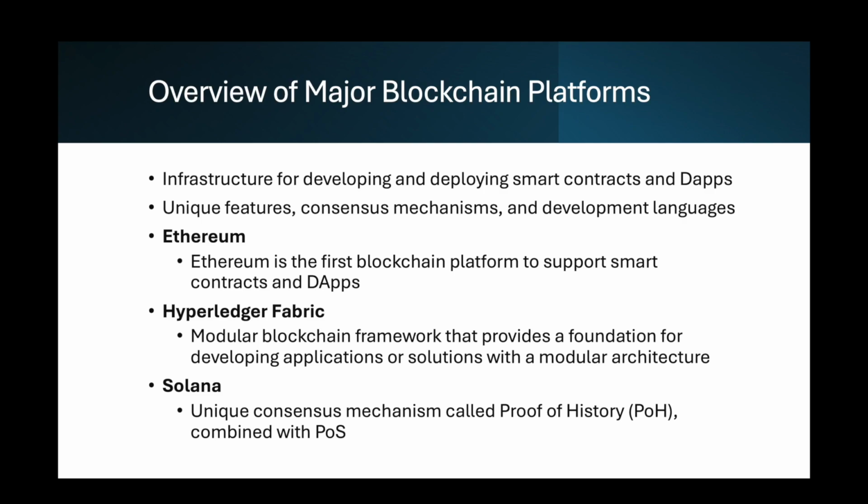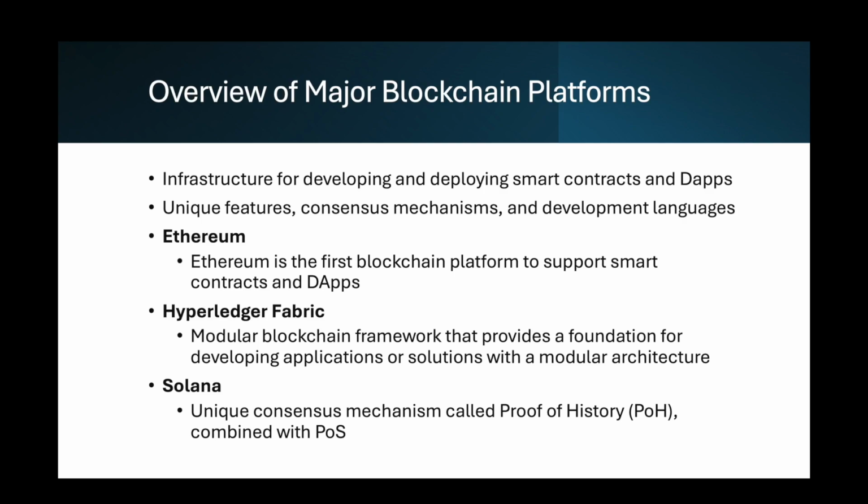Overview of major blockchain platforms. Blockchain platforms provide the infrastructure for developing and deploying smart contracts and dApps. Each platform has its unique features, consensus mechanisms, and development languages. Ethereum, launched in 2015, is the first blockchain platform to support smart contracts and dApps. It uses the Ethereum virtual machine to execute code and relies on proof of work, transitioning to proof of stake with Ethereum 2.0. Ethereum's primary language for smart contracts is Solidity.